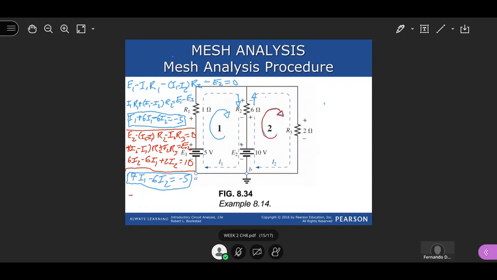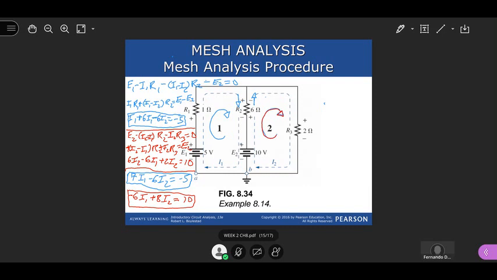So minus 6 times I1. And then I see I2 is 6 plus 2, which is equal to 8, times I2 equal to 10. And this is my equation number 2. And that's it. After this, it is just a matter of solving I1 and I2 using the method that you learned.